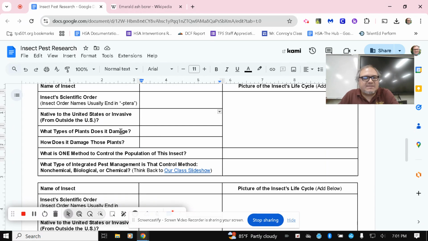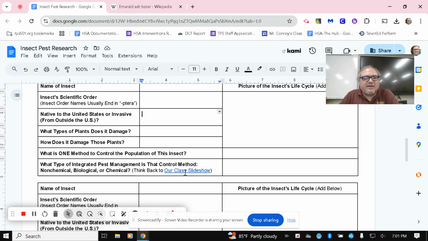What types of plants does it damage? So again, list as many as you can find. How does it damage those plants? What is it doing to them to cause them to be harmed? What is one method to control the population of this insect? So just one type of pest control method for getting rid of it. What type of integrated pest management is that control method? Is it non-chemical, biological, or chemical?